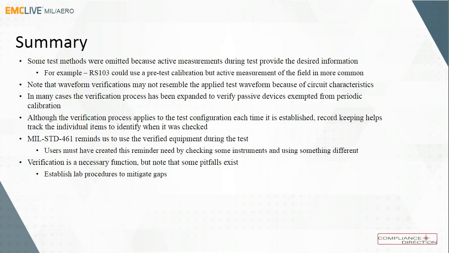Although the verification process applies to the test configuration each time that it's established, the record keeping helps us track individual items to identify when it was checked last. It's tough to go through searching a series of test reports to find out if that particular asset number, ID number, serial number was used, and when it got checked, and how the checks were done. So we need to do this.